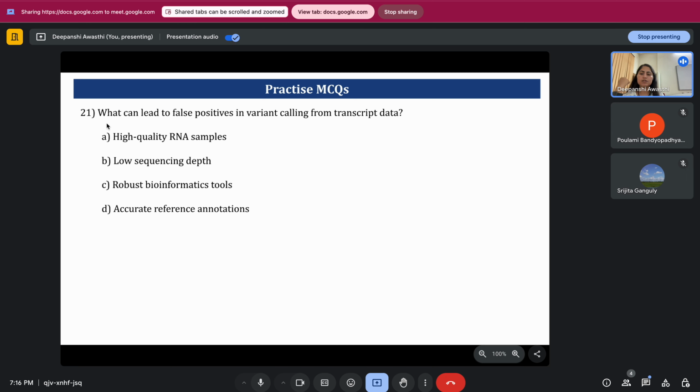Now, question number 21. What can lead to false positives in variant calling from transcript data? Option A, high quality RNA samples. Option B, low sequencing depth. Option C, robust bioinformatics tools. And option D, accurate reference annotations. So, what could lead to false positives?